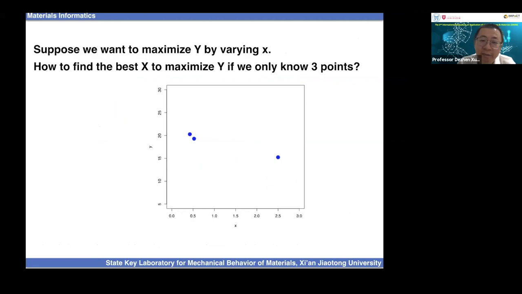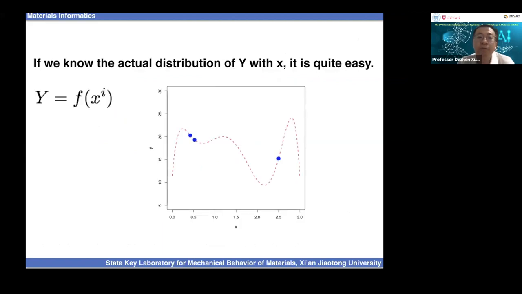to show our idea. Suppose we want to maximize the y-axis by varying the x. We can consider x as like the aluminum content in the titanium alloy. So the question is how to find the best x to maximize the y. If we know the actual distribution of y with x, it's quite easy, right? If we know y equals f(x), then we know the red dotted curve. We find the x optimized, which corresponds to the y max. So that's the best material we are going to find.